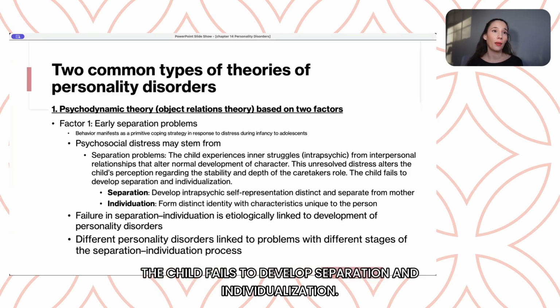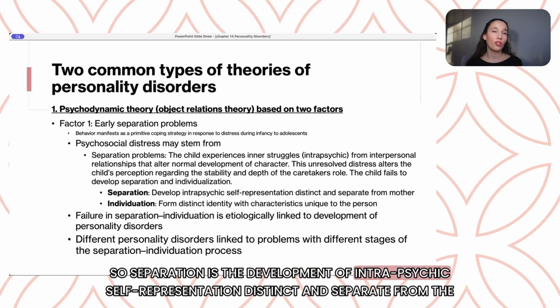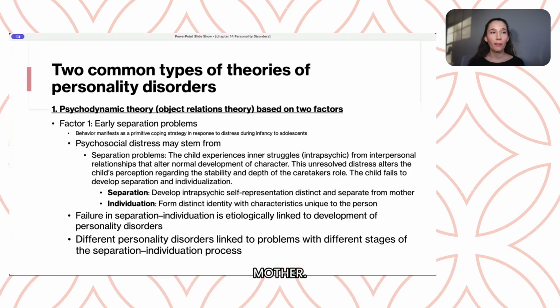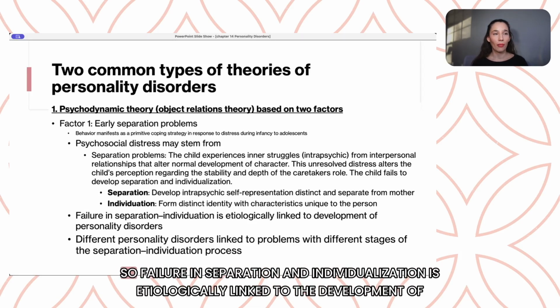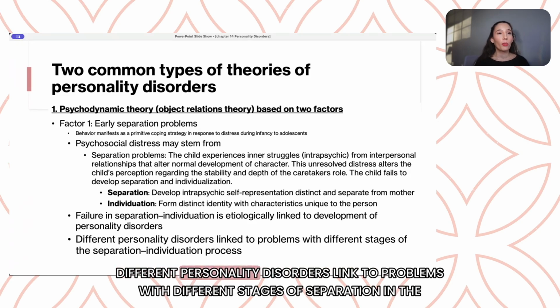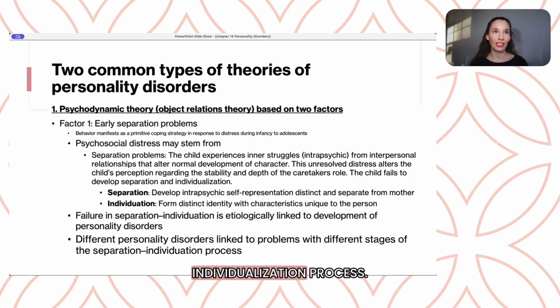The child fails to develop separation and individualization. Separation is the development of intrapsychic self representation distinct and separate from the mother. And individualization is a form of distinct identity with characteristics unique to that person. So failure in separation and individualization is etiologically linked to the development of personality disorders. Different personality disorders are linked to problems with different stages of the separation-individualization process.